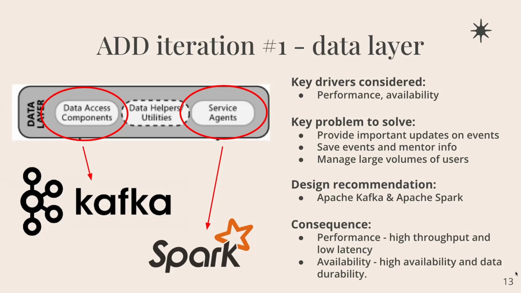And on the availability side, they're fault-tolerant and distributed with built-in replication and partitioning mechanisms to ensure high availability and data durability. This means that Grad Connect Hub can rely on Kafka and Spark to maintain continuous operation even in the event of node failures or network disruptions. This ensures that users can access real-time updates and recommendations without interruptions.